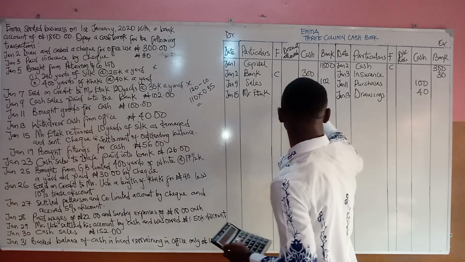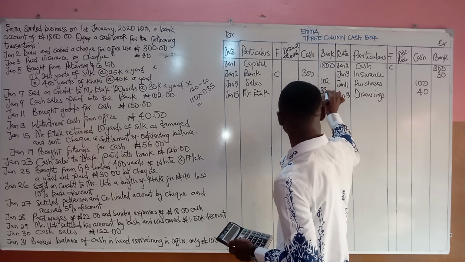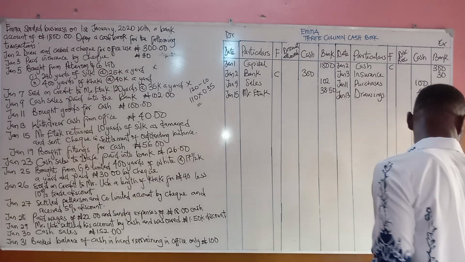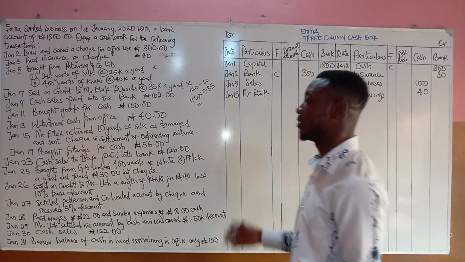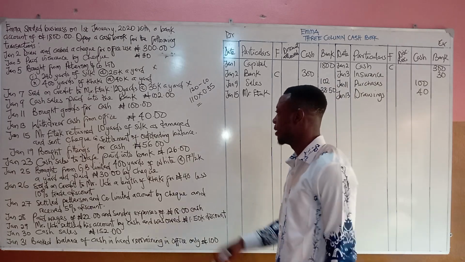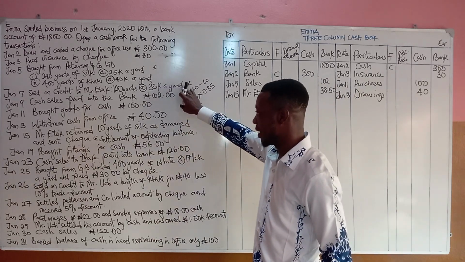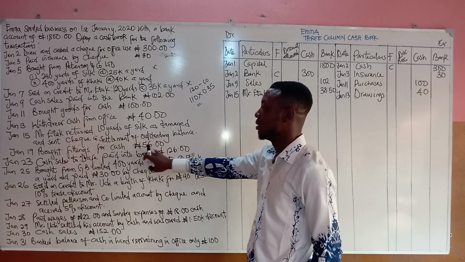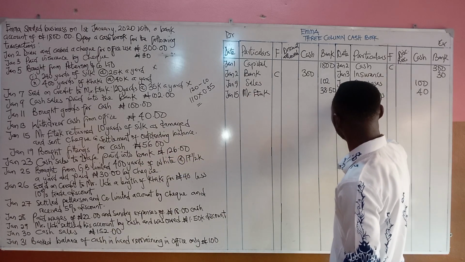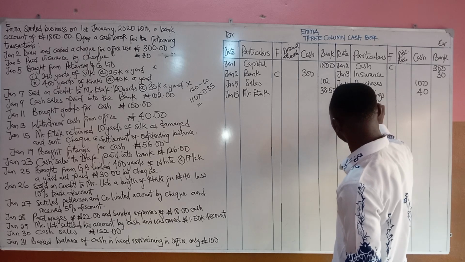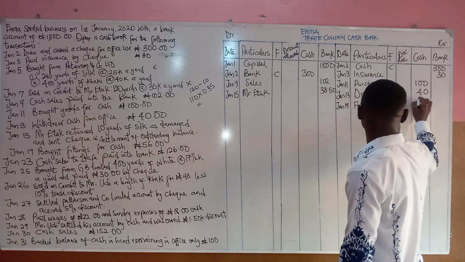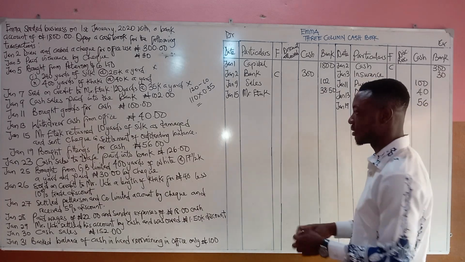He paid by check, so I'm recording it in the bank. 38 naira 50 kobo. Use your calculator, you get 38.5. 0.5 means 50, so we have 38 naira 50 kobo. Then we are done with this and this now, right? So we go to January 19. Bought fittings for cash, so it's coming here. We bought fittings, cash. How much? 56 naira. So recorded on that cash, 56 naira.